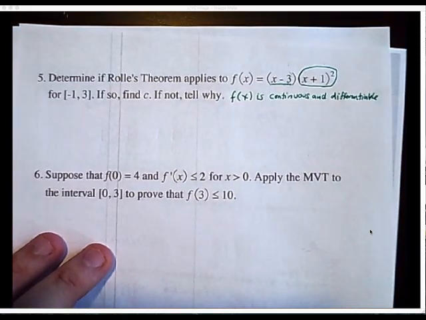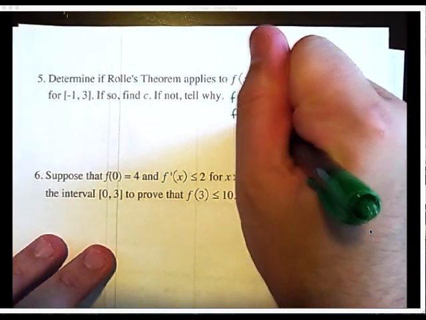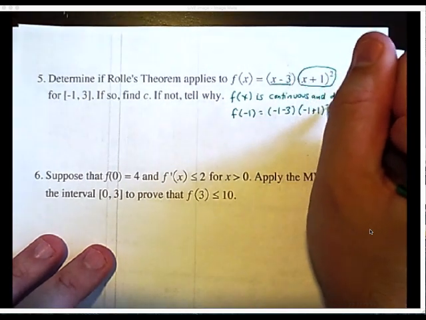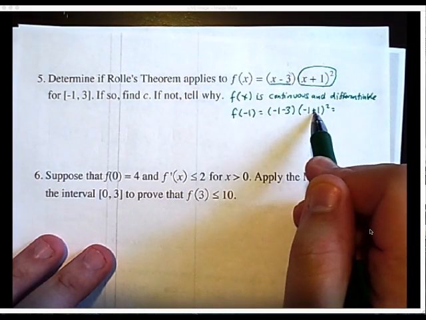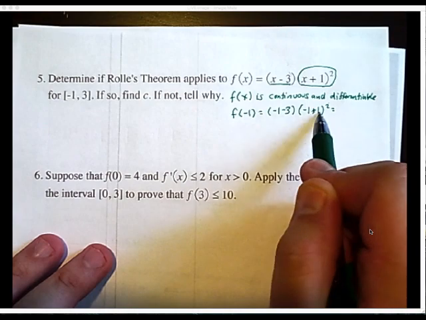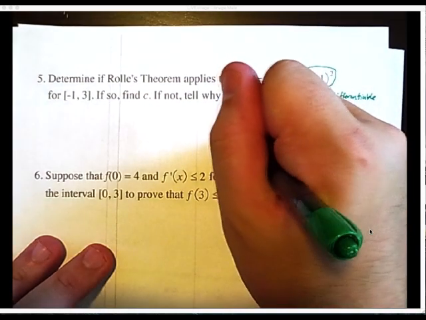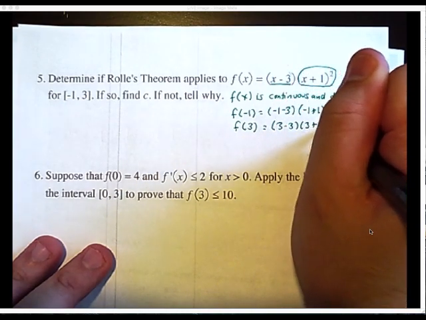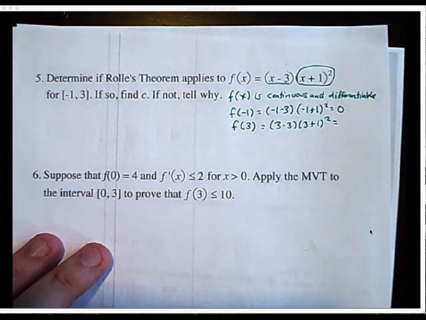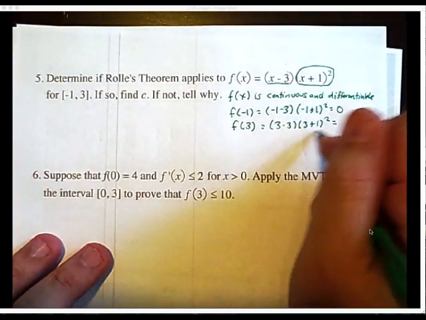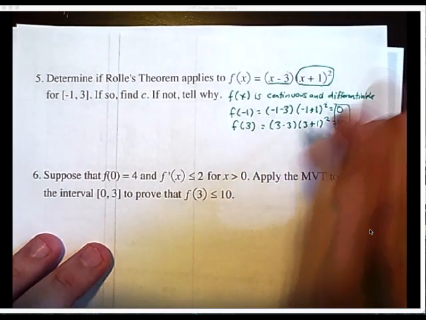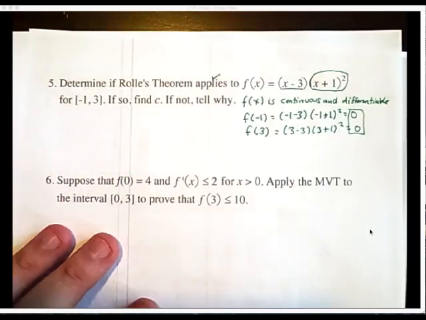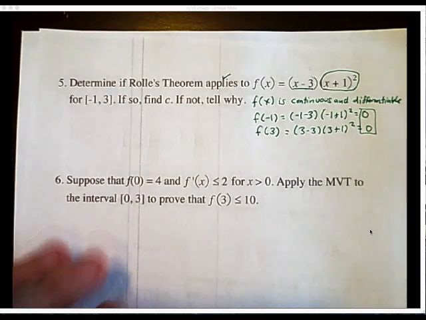Now, do they give us the same y value? What's f of negative 1? So I would do negative 1 minus 3 times negative 1 plus 1 squared. Hopefully right away you can see that this becomes 0. 0 squared is 0, and anything times 0 is still going to be 0. Now what about that endpoint? 3 minus 3 times 3 plus 1 squared. 3 minus 3 is 0, times anything is still going to be 0. So the y values are the same. So it meets all conditions. Okay. So Rolle's theorem is going to apply.